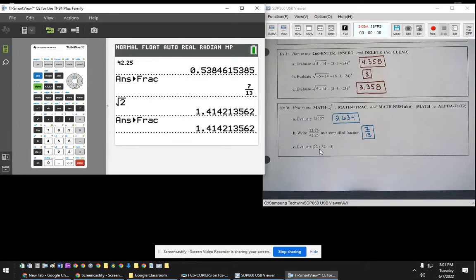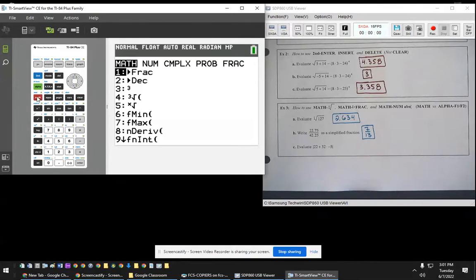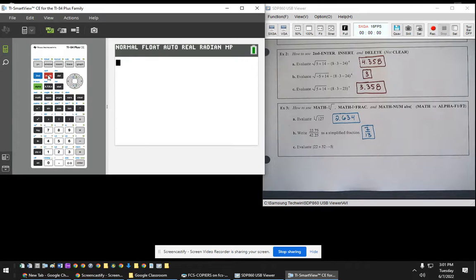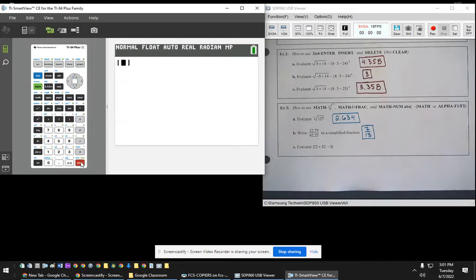And then the last thing I want to review with you is how to do an absolute value. So the absolute value bars, that's what those mean. If I hit math, I can go over to number, and then there's ABS. Or, like I said, I really think that alpha F1 and alpha F2 are really slick. Alpha F2, and you see the very first thing is absolute value. So I want to do the absolute value of 22 plus 32 times negative 5. And I get 138.